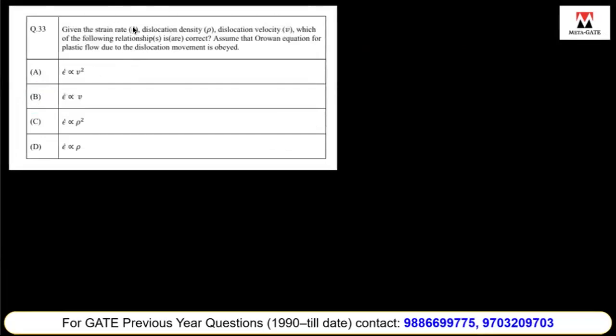Given the strain rate epsilon dot, the dislocation density rho, and the dislocation velocity, which one of the following relationships is correct? Our one equation for the plastic flow is given by epsilon dot equal to rho times b times V. It is the contribution of dislocation motion to the plastic deformation. So here it is clearly seen that epsilon dot is directly proportional to rho and epsilon dot is directly proportional to V.